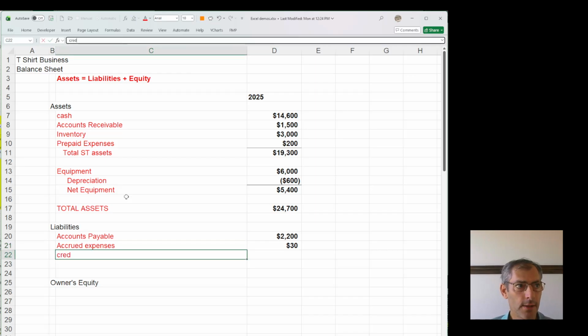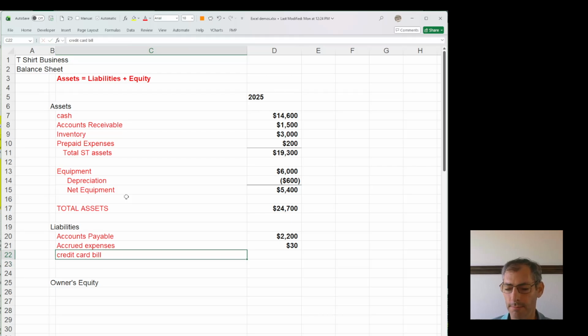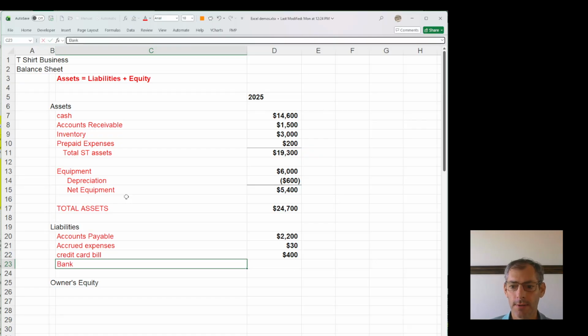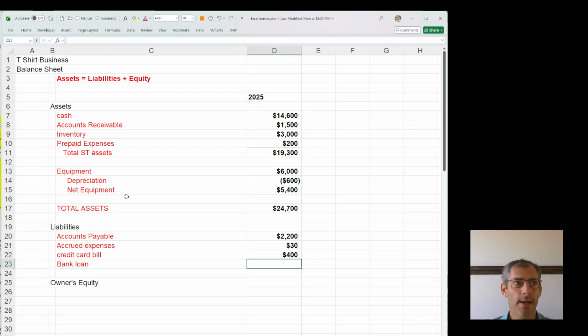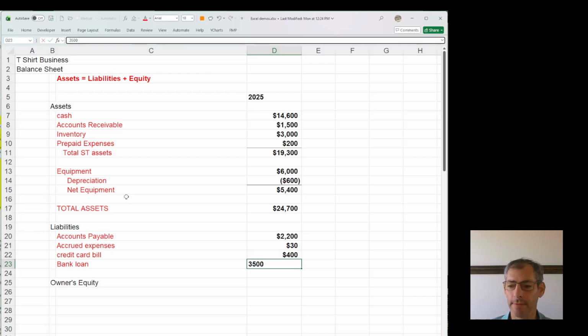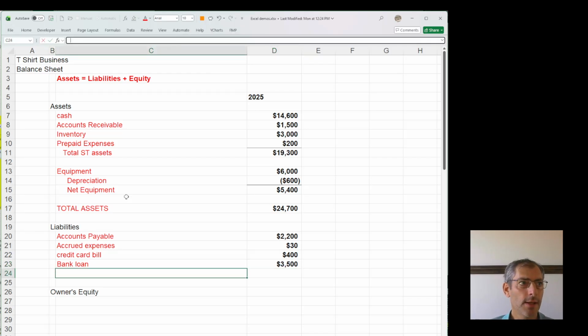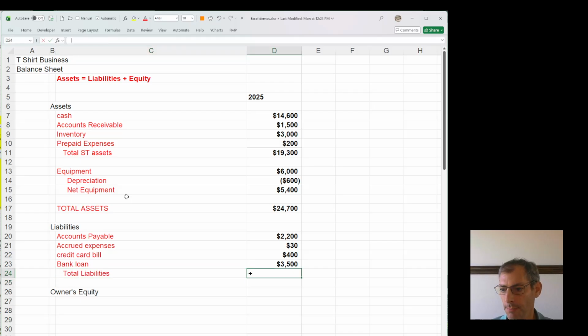Our credit card bill could be another thing. There's random things that we've purchased on our credit card over the course of things, the business credit card, right? And there's a balance that we haven't paid yet. So let's just say that's $400. And then we're going to say loans. Maybe we took a loan from the bank, right? So there's a bank loan that we have. Let's just say that's $3,500. All right. And we'll total those up and they'll say those are our total liabilities.